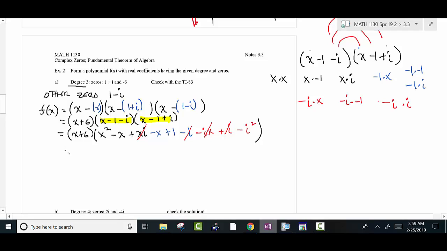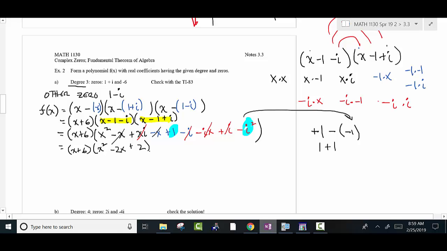All right, so what we have is x plus 6. Then we have x squared minus 2x there. Now look at this part right here. I'm left with a 1 and a negative i squared. What are you going to do with that i squared? What is i squared? Negative 1, right? So you have to be careful about that part. That's really going to be 1 plus 1, so that's plus 2.